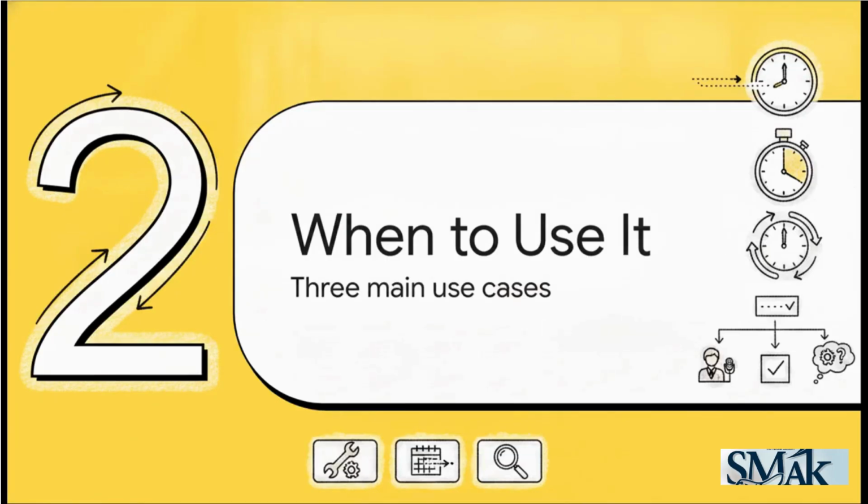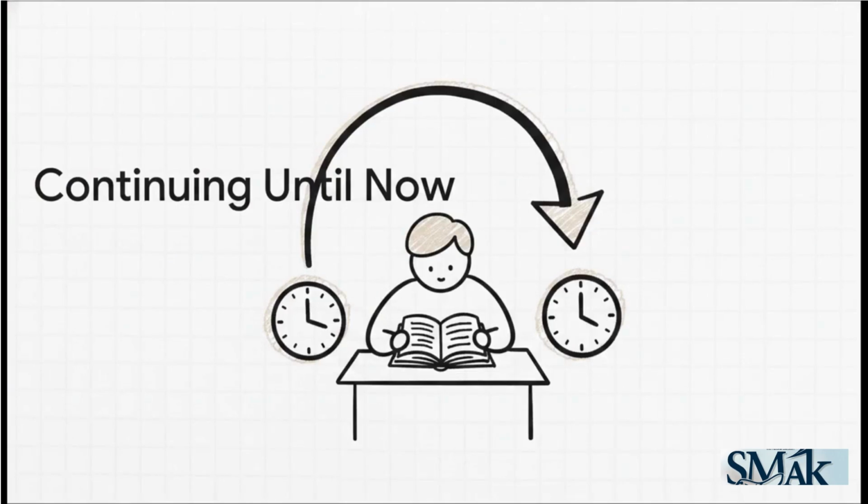Moving right along to section 2, when to use it. Let's break down the 3 main use cases. Right, so the absolute most common scenario is for actions that started a while ago and are literally still happening right this second. Imagine you sat down at your desk at 2 p.m., it's now 4 p.m., and yep, you are still at that desk. You would tell someone, I have been studying for 2 hours. The action is completely unbroken, it's live, it's happening right now.